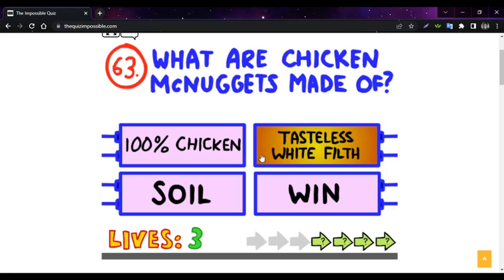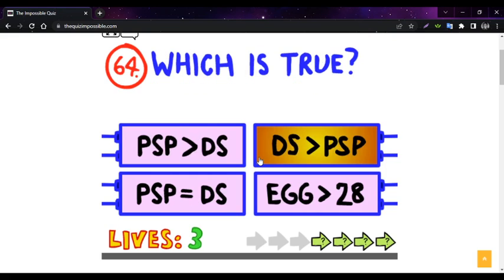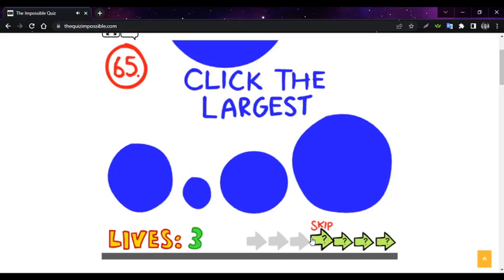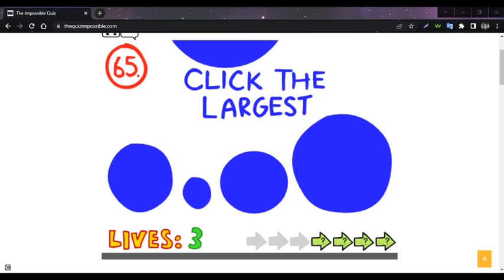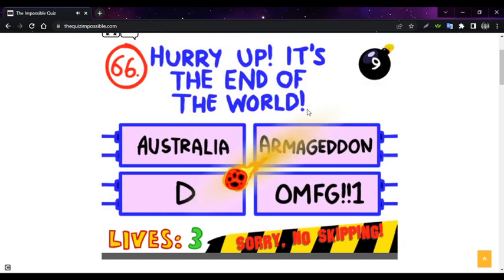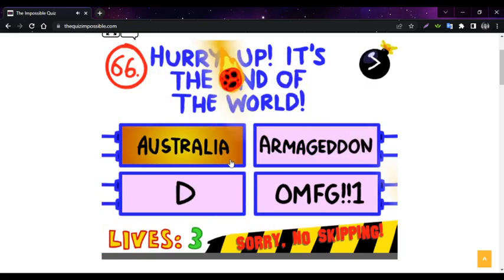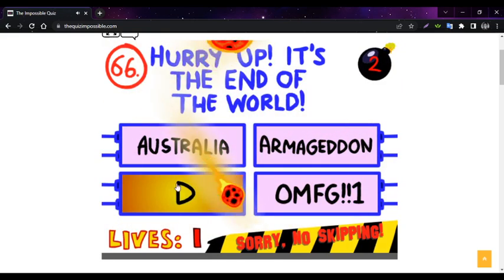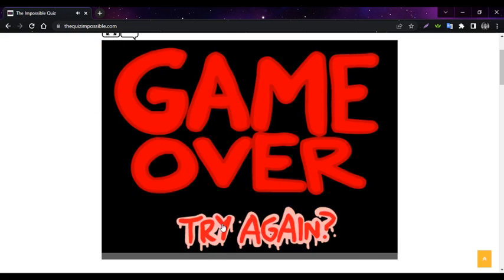What are chicken McNuggets made of? Tasteless white filth. I didn't get that. Oh. I feel like something's supposed to shrink here. Oh. What? Armageddon. What?